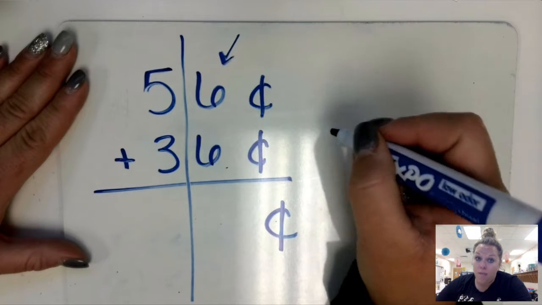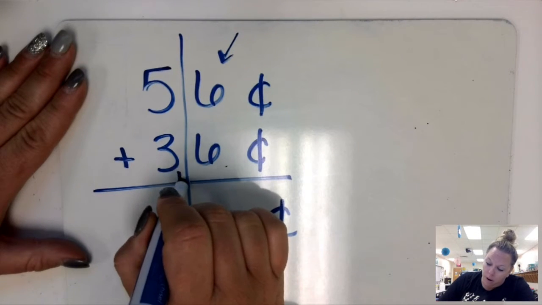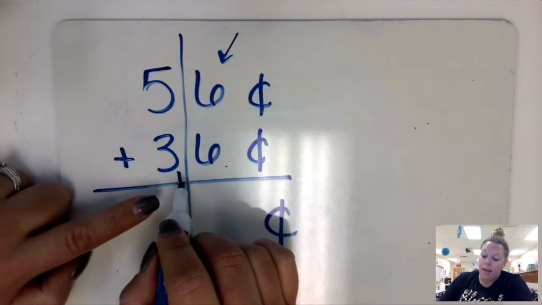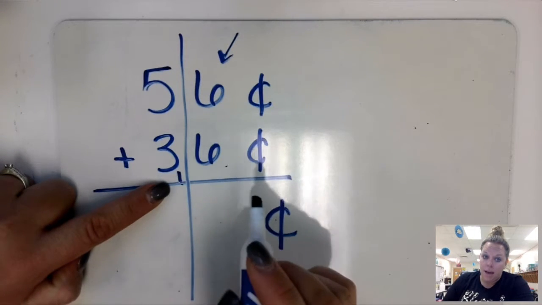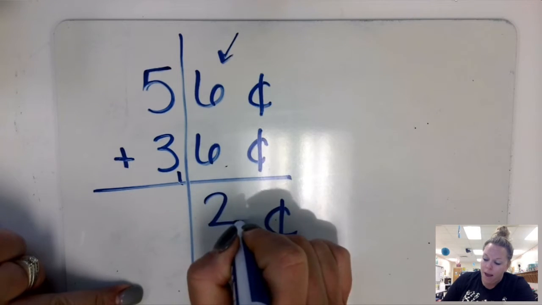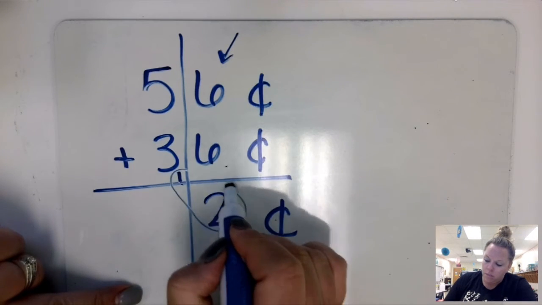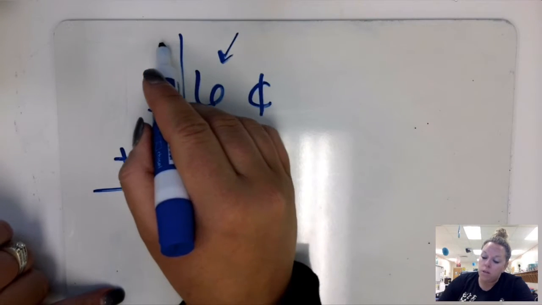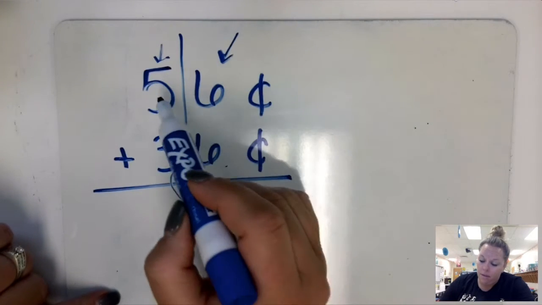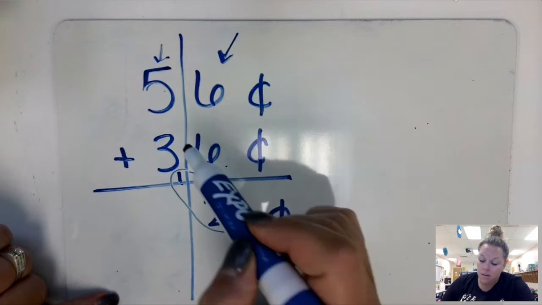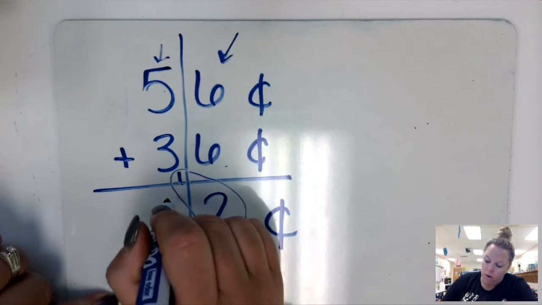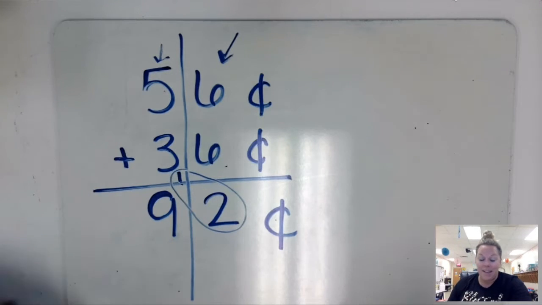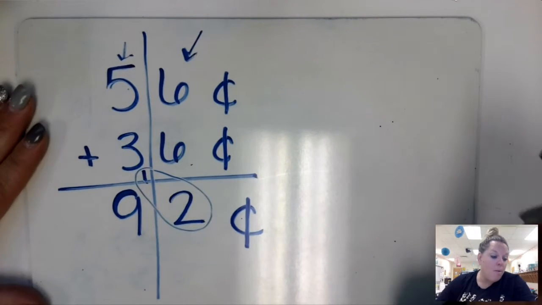Since we had 12, we had enough to be able to borrow, or to carry, didn't we? To trade. So I traded 10 of my pennies for 1 dime, and I still had 2 pennies left over. Notice my answer of 12 is still right there. Now I'm going to go to my dimes and I'm going to add. 5 plus 3 is 8, and 8 plus 1 is 9. So we have 92 cents. I want to do one more with you.